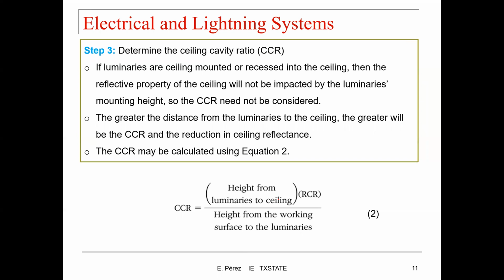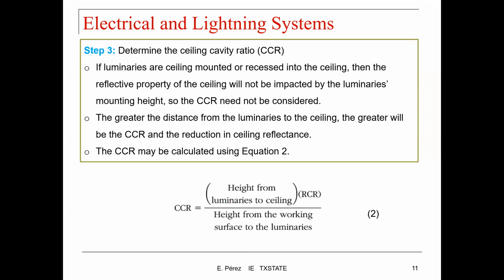Step 3 is to determine the ceiling cavity ratio. If luminaries are ceiling mounted or recessed into the ceiling, then the reflective property of the ceiling will not be impacted by the luminaries mounting height. So the CCR need not be considered. The greater the distance from the luminaries to the ceiling, the greater the CCR and the reduction in ceiling reflectance. The CCR may be calculated using equation 2.